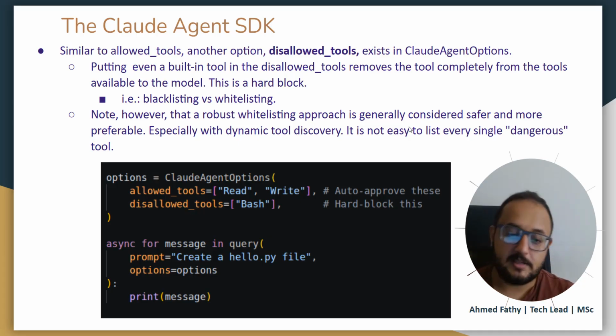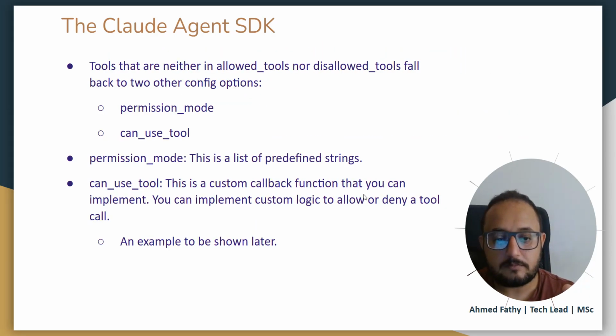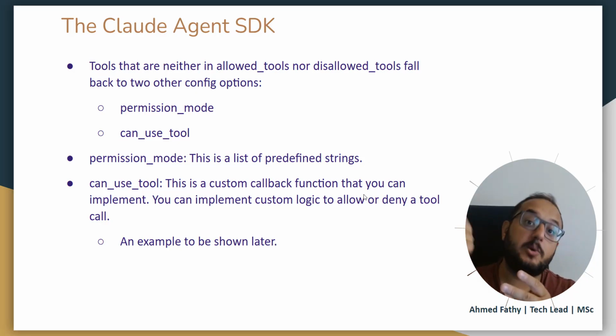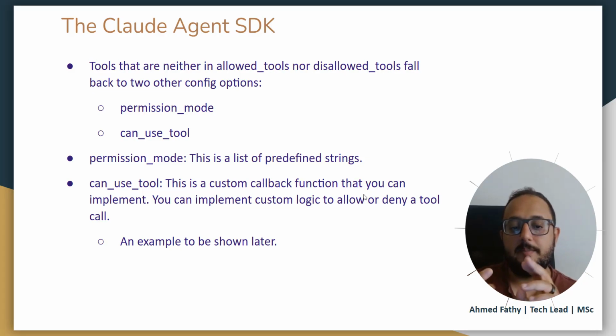But the option exists. So in this example here, in the Claude agent options that is given as a parameter to the query function, you can also have disallowed tools equals Bash. So this is a hard block. Okay, so tools that are neither in the allowed tools nor disallowed tools fall back to two other config options. So you have two other config options that you can send to the query function. One of them is called permission mode, and one of them is called can use tool.